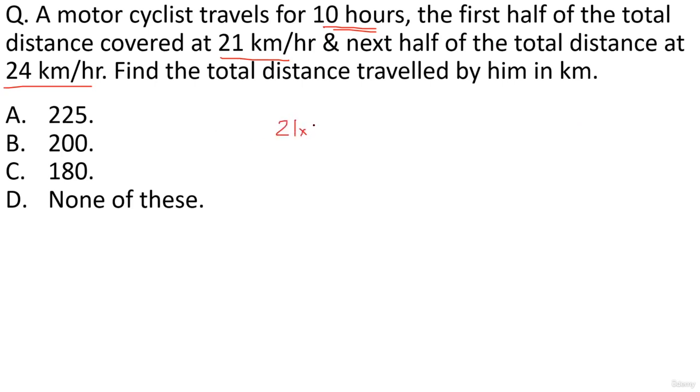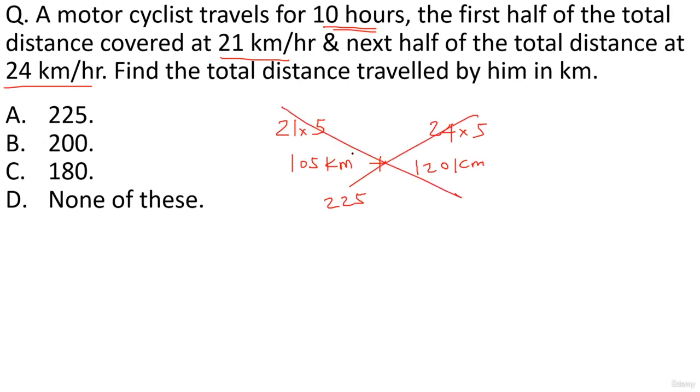First case mein speed is 21 and time is 5 hours. The total distance is 105 kilometers. Second case mein the speed is 24 kilometers per hour and the time is 5 hours, right? 24 into 5 is 120 kilometers. When you add them, the total distance should be 225, and that's option A. This is completely incorrect, guys.